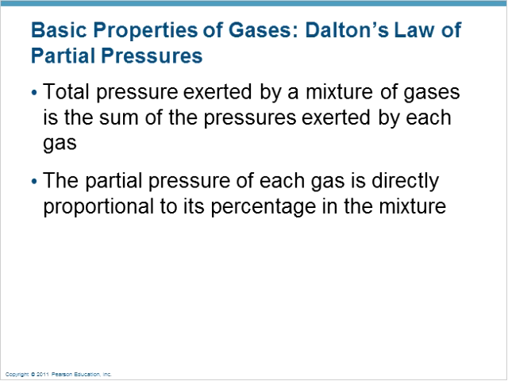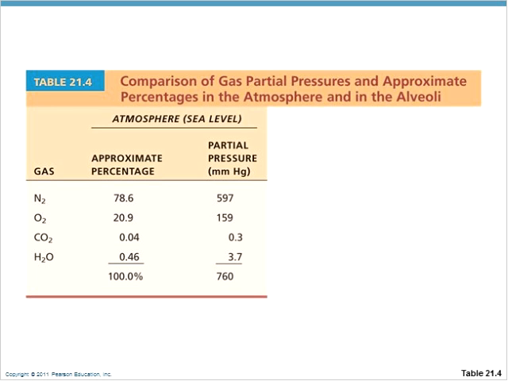The basic property of gases follows what is called Dalton's law of partial pressures. That's the total pressure exerted by a mixture of gases is the sum of the pressures exerted by each gas. So basically the total pressure is the sum of each of the gases' pressure. The partial pressure of each gas is directly proportional to its percentage of the mixture. So the more that makes up of that total pressure, the more effect it has on that mixture. And this talks about that.